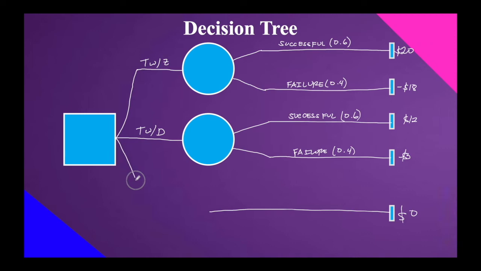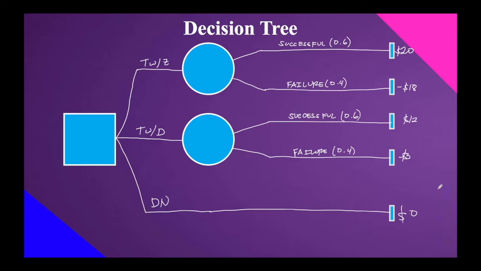pababa muna. Then, i-connect natin pa ganun. This is for do nothing. Now, they will launch nothing. So, 0 ang magiging payoff. This is the final decision tree na wala pa tayong sagot. So, ni-layout pa lang natin anong magiging itsura ng decision tree natin.